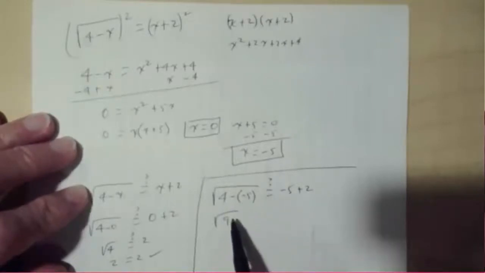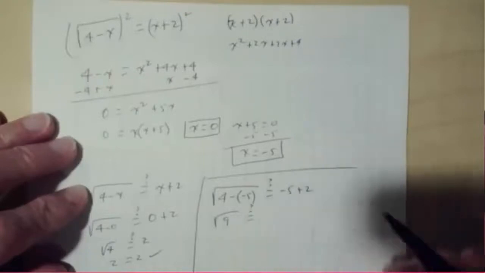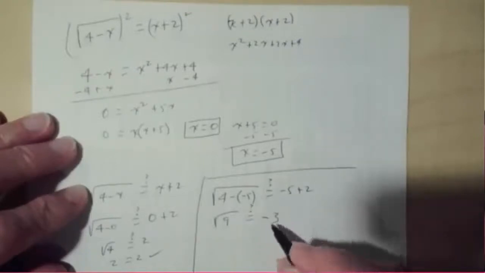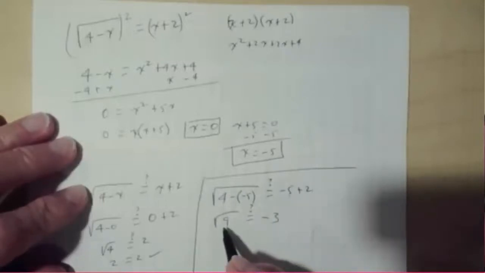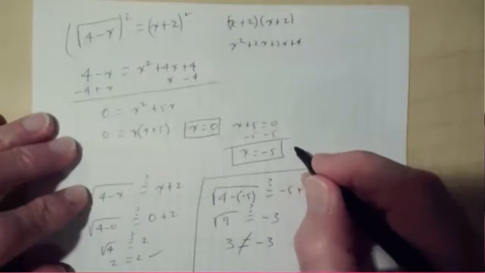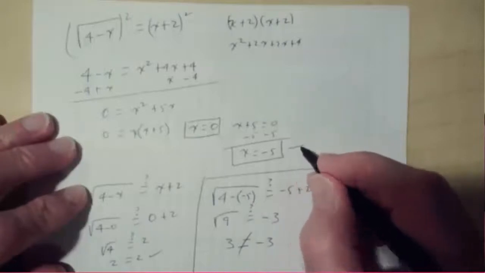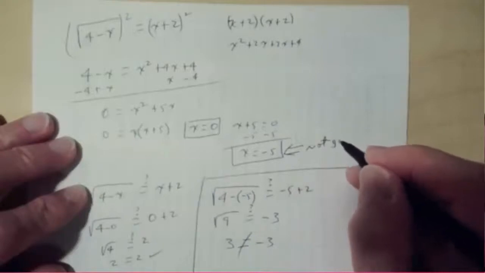So that's going to be the square root of 9. Okay, 4 plus 9, or plus 5 is 9. Does that equal negative 3? Negative 5 plus 2 is negative 3. Square root of 9 is 3. Does not equal negative 3. So this, where x is 5, is not a good solution.